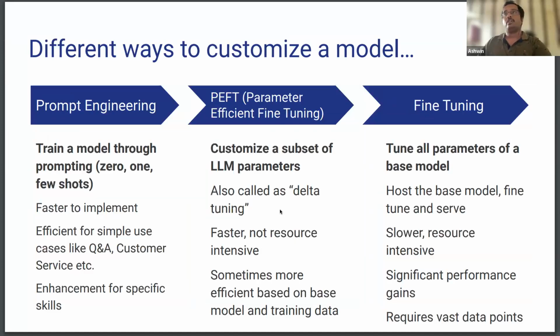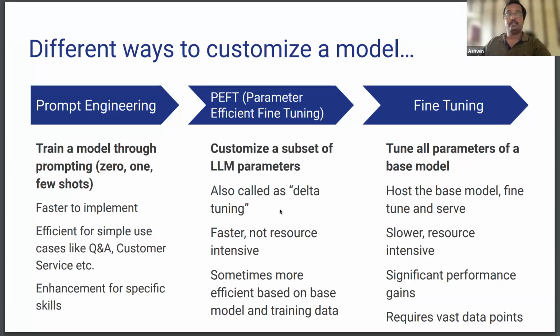So there are different ways to customize a model. Broadly, I would put them under three categories. Starting from left to right, I see them as least costly and faster, to more costly and taking more time. On the left is a simple one.